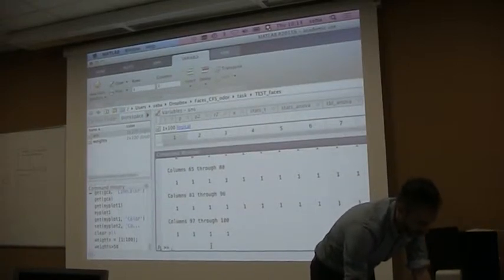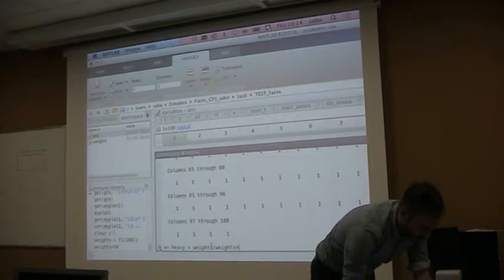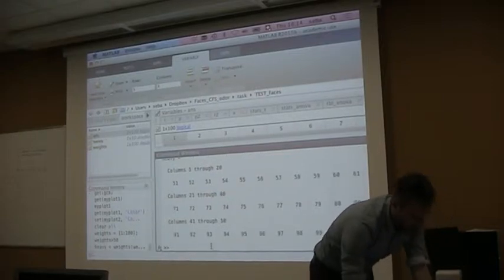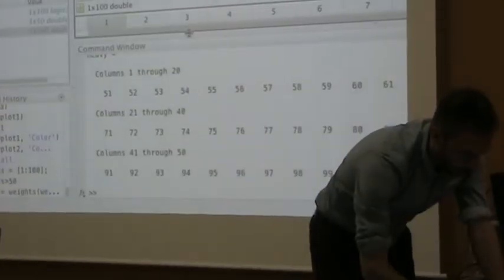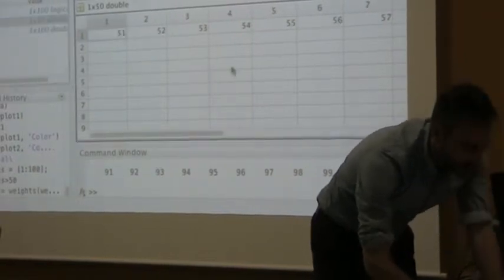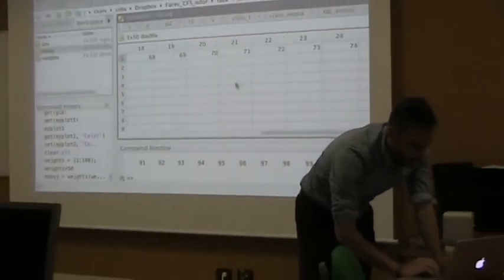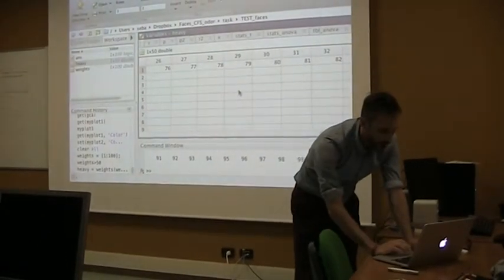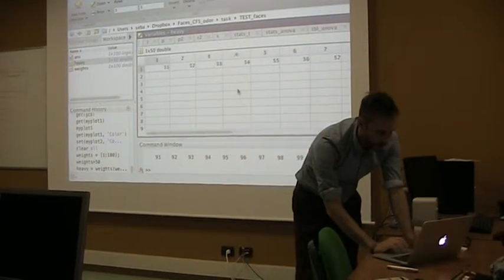Okay. And if I say, whatever, let's call it heavy, equals weights over 50. Heavy gives me the numbers, so it extracts the numbers that are above 50. Okay, these are the values.